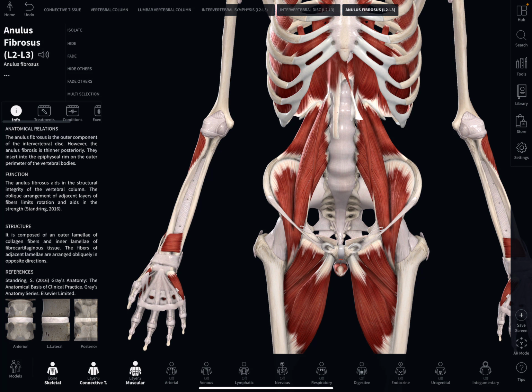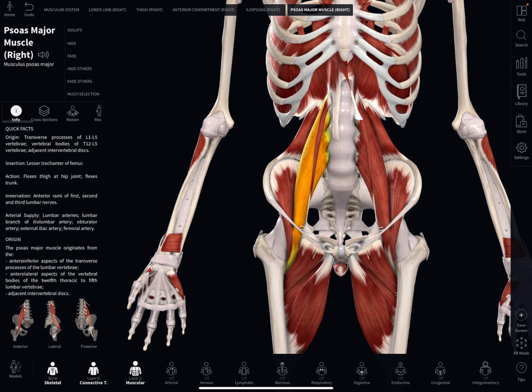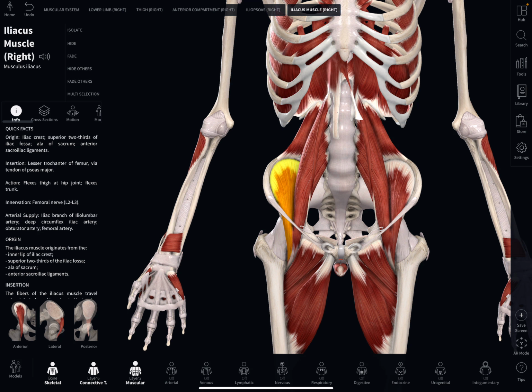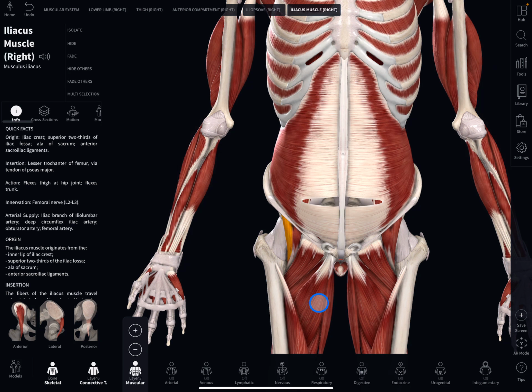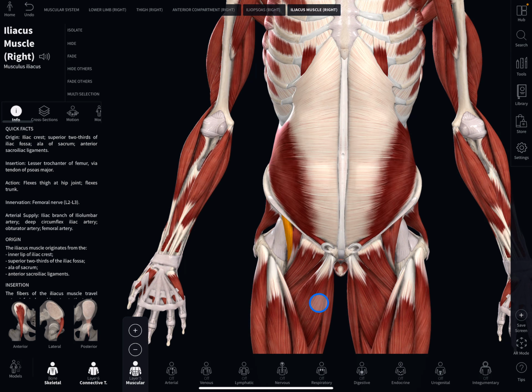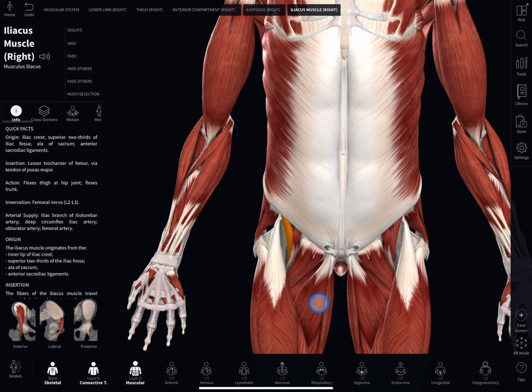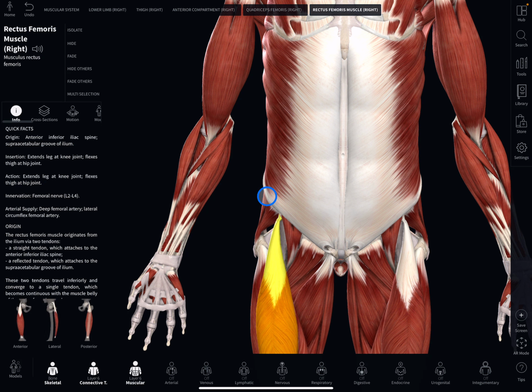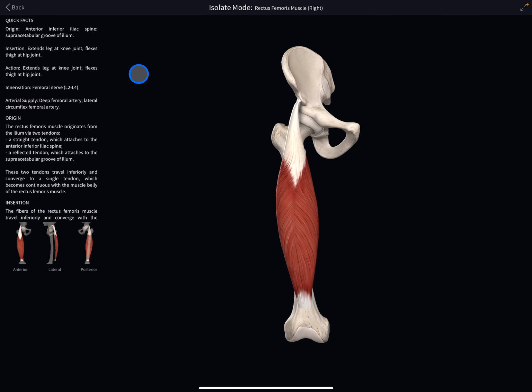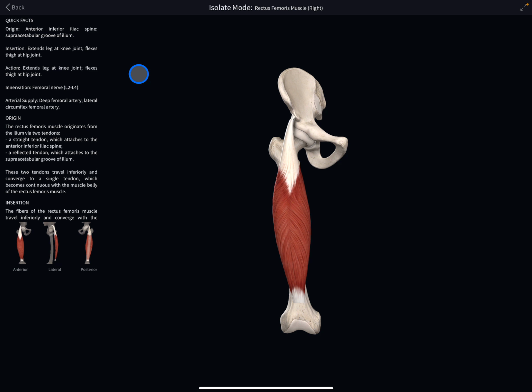So you've got the hip flexors, one of them being the psoas, the other one being iliacus, which cross the pelvis and meet at the hip right here. And then you've of course got the rectus femoris, which sits on the front part of the hip itself. So that sits on the front of the hip joint, and I'll just isolate it here for you so you get a better view. You can see that there.